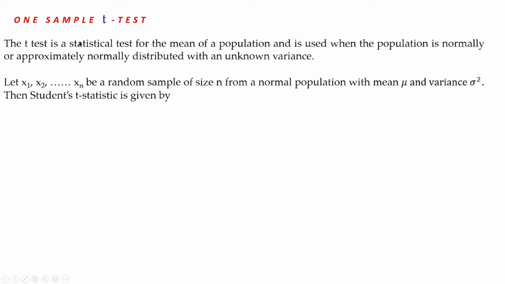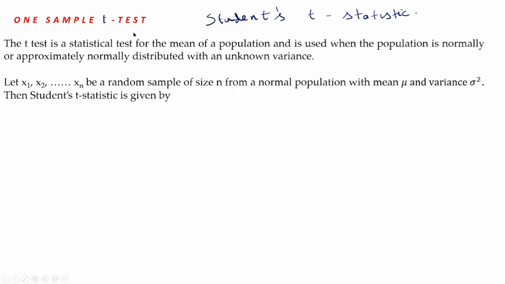This t-test was developed by a researcher by the name Gossett, and since he was not allowed to publish his research, he used a pen name Student and he published this t-test. So it is famously called Student's t-test, or the statistic is called Student t-statistic. So Student is the pen name of the researcher who developed this t-test.